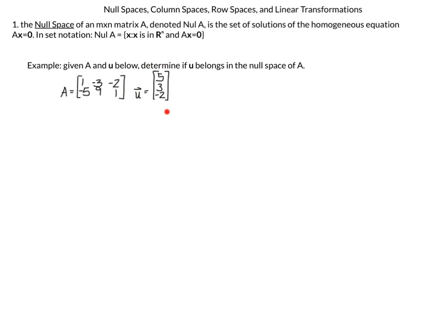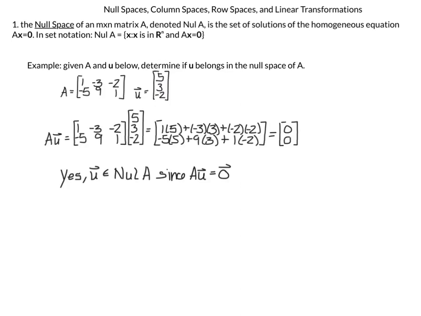A quick example: A is the matrix with column vectors 1, -5, -3, 9, -2, 1, and the question is to determine if this vector U, 5, 3, -2, is in the null space of A. So what we need to do is look at A times U. Here we have A times U, and we see it's equal to 0, 0. So it does indeed get mapped to the 0 vector. So yes, this U vector is in the null space since AU is equal to 0.